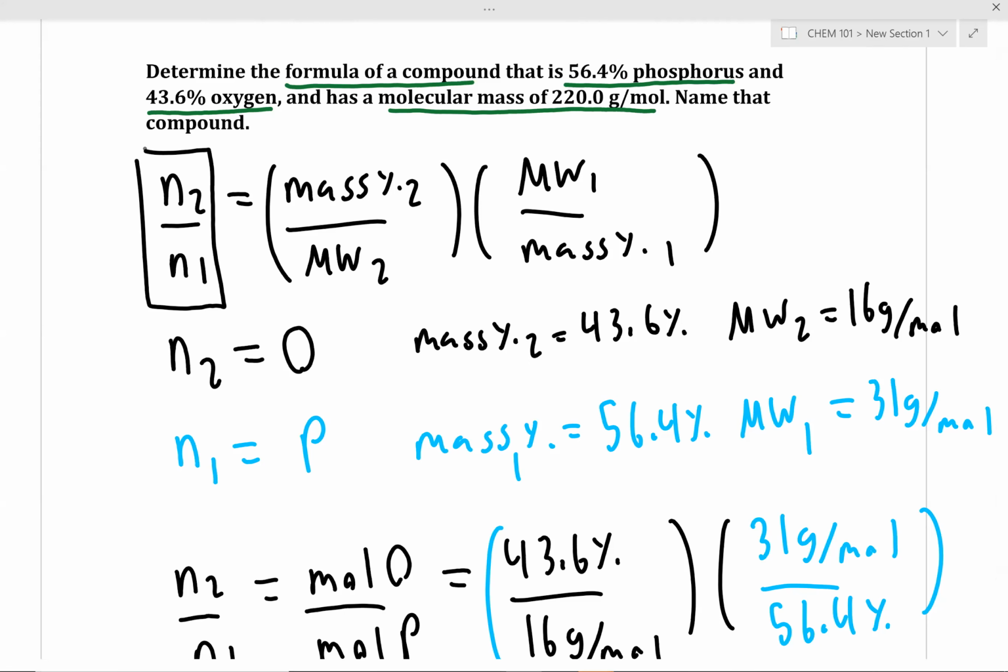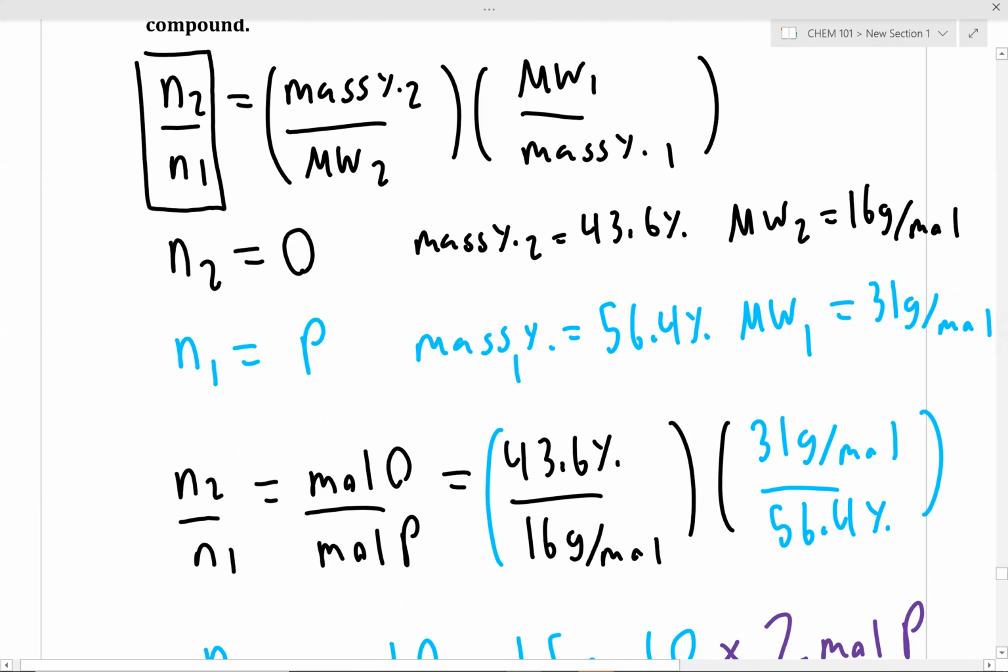Okay, so we designated, and I always like to put labels. So I labeled N2, which is our moles of element 2, to be oxygen, and I labeled N1 to be phosphorus. I wrote down my mass percentage and molar mass. Where did I get my molar mass from? Where do I get my molar masses for each element from? Periodic table. You're just reading off the atomic mass from the periodic table.